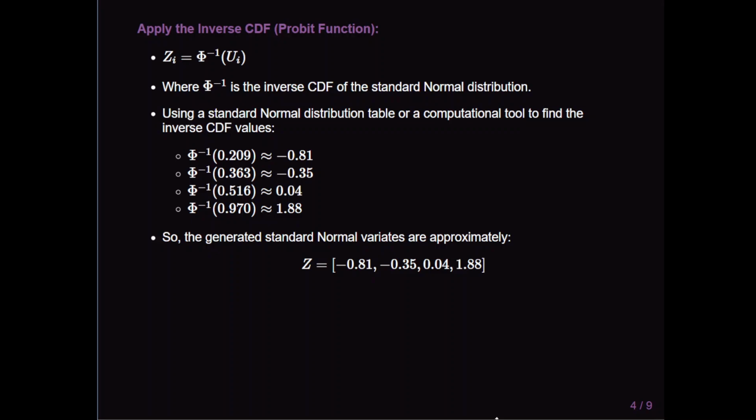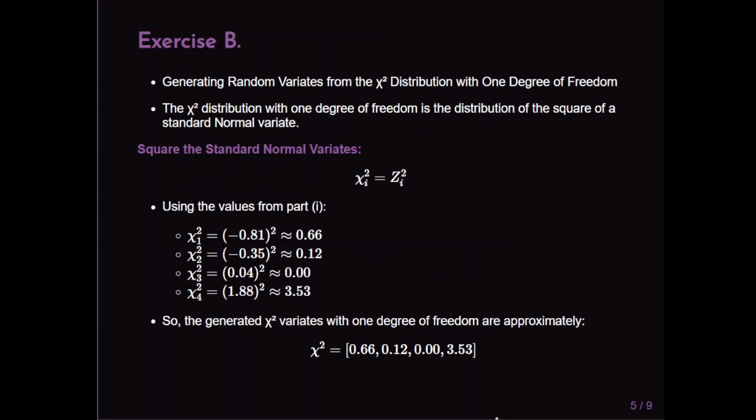Phi to the minus 1 of 0.209 is approximately minus 0.81. Phi to the minus 1 of 0.363 is approximately minus 0.35. Phi to the minus 1 of 0.516 is 0.04. And phi to the minus 1 of 0.970 is approximately 1.88. Just a quick remark: the uniform variates less than 0.5 equate to a negative number, and the ones greater than 0.5 correspond to a positive number, which chimes with the normal distribution. So the generated standard normal variates are approximately minus 0.81, minus 0.35, 0.04, and 1.88. I better hurry up.